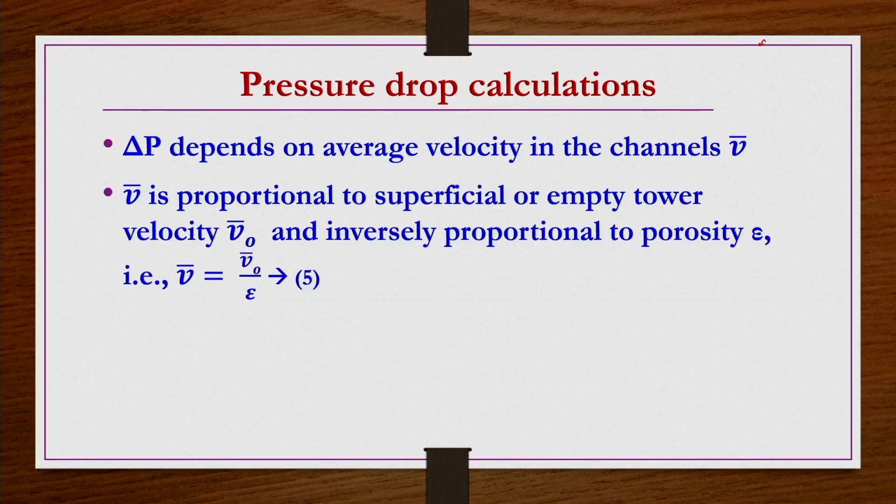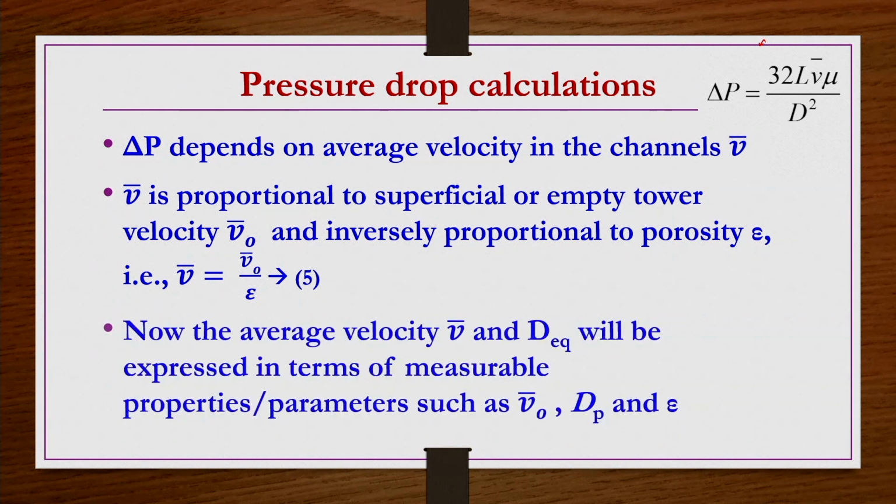Okay. So, this V bar is proportional to the superficial velocity or empty tower velocity V naught bar, and inversely proportional to the porosity. So, V bar is equal to V naught bar by epsilon. In this equation, in place of V, we replace V by V bar, that is V naught bar by epsilon, and D we replace by D equivalent. Simply do that. So now the average velocity V bar and D equivalent will be expressed in terms of the measurable properties or parameters such as V bar, dP, epsilon, etc., and those will be used in this equation.